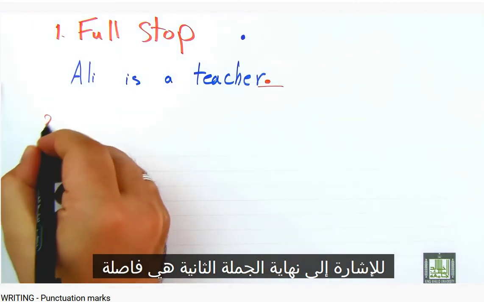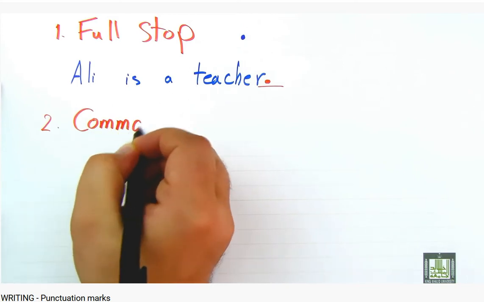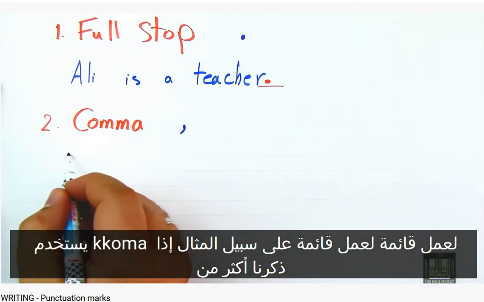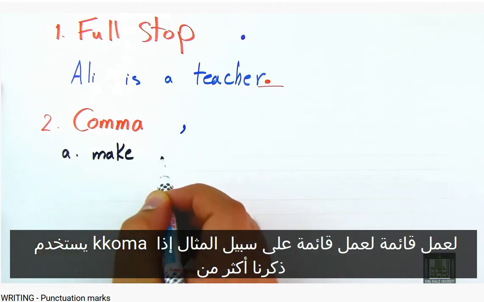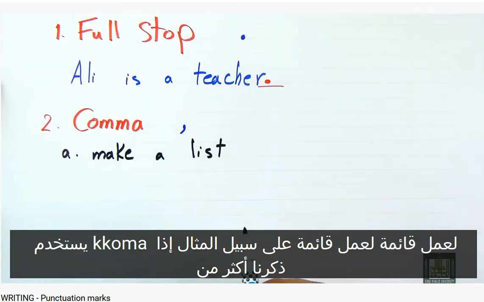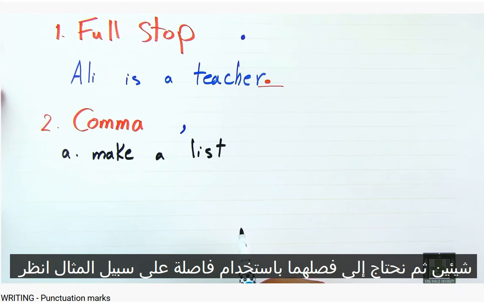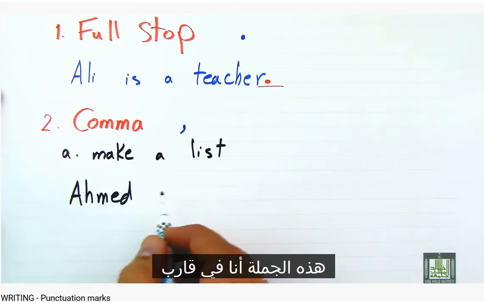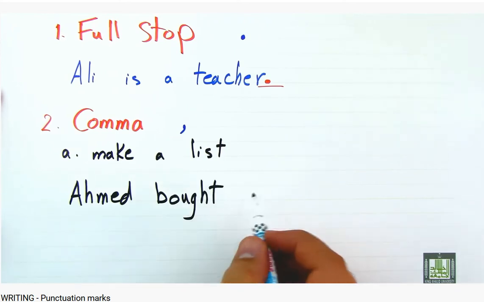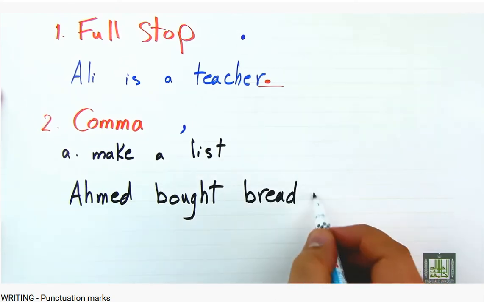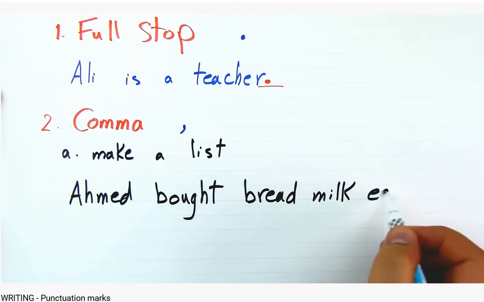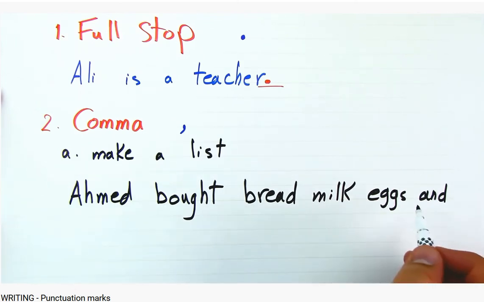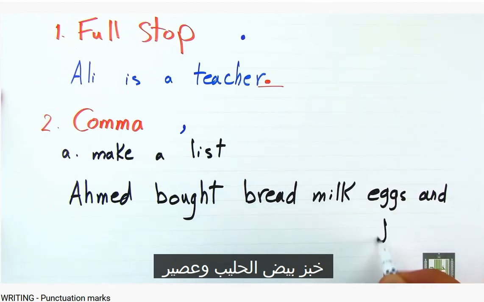Number two is comma. Comma is used to make a list. For example, if we mention more than two things, then we need to separate them by using a comma. For example, look at this sentence. Ahmad bought bread, milk, eggs, and juice.